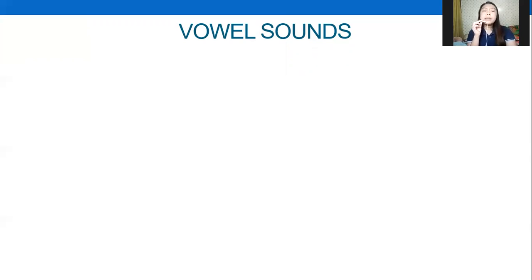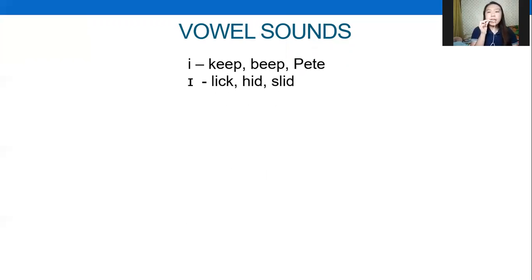So here is a complete list of the vowel sounds in the English language. First, we have the long i, which is articulated as ee, as in keep, beep, or beat. We also have the short i, which is represented by this symbol. It is articulated as in lick, hid, or slid.